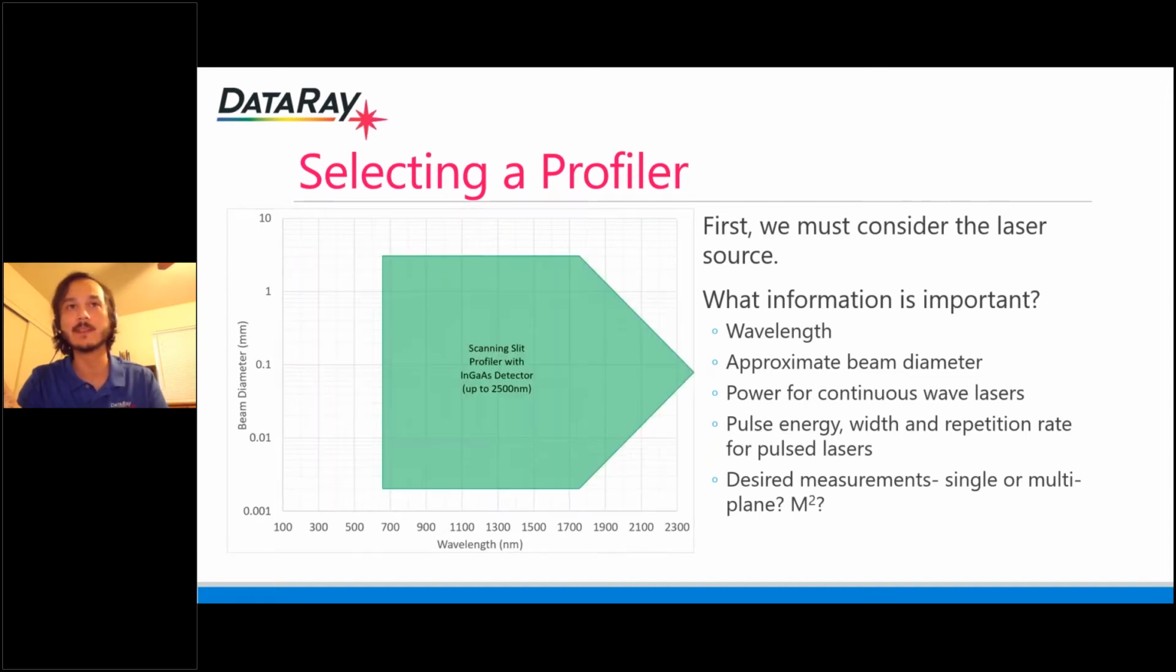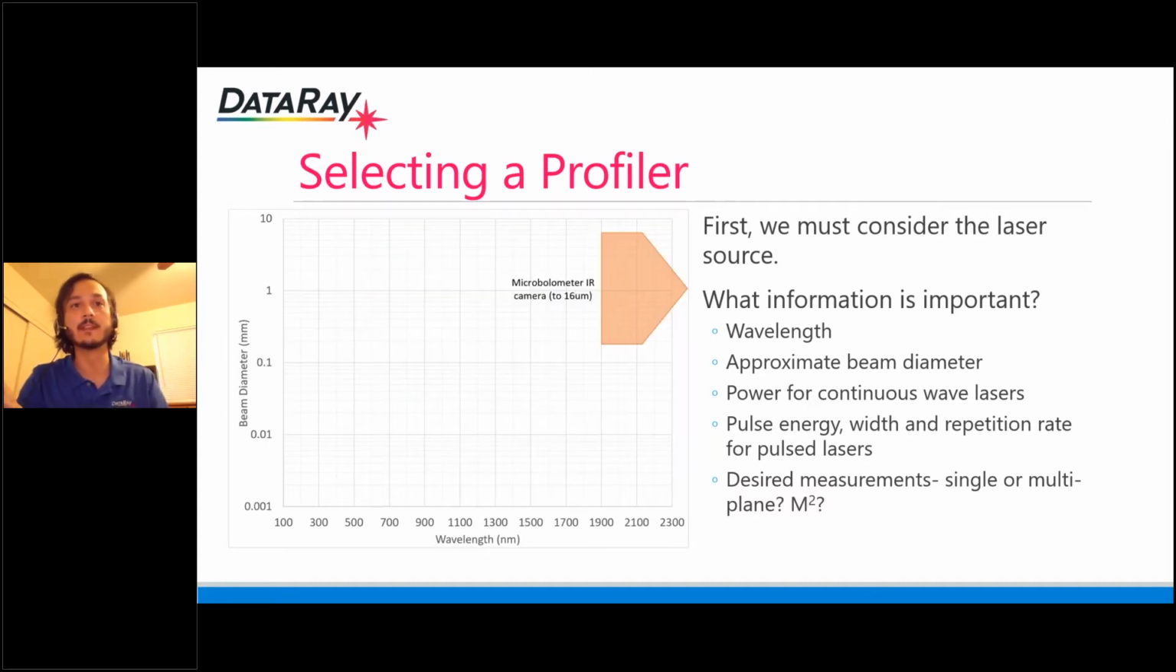So to keep going with this idea, if we're in this region, a scanning slit profiler with an in-gas detector might be a good option. And finally, if we're over in this region, a microbolometer IR camera might be a good choice.